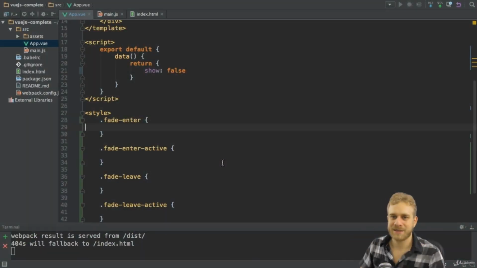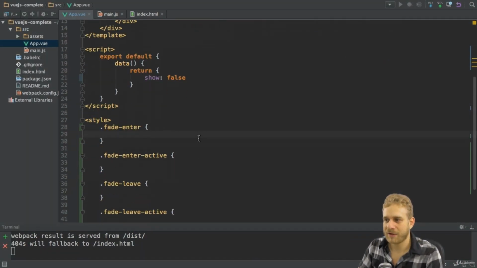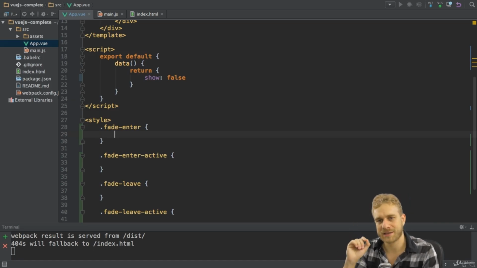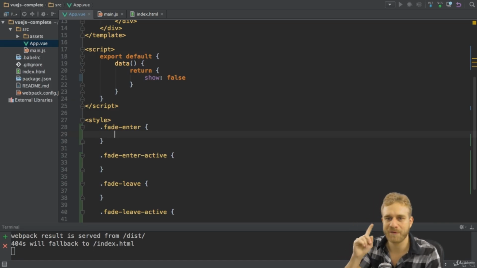So we want to fade this alert in and out. How does this work? Let's start with fade enter. Remember, this is the CSS class which is only attached for one frame at the beginning. So here we should set our initial state we want to have. Now, since we want to fade it in, it should initially be transparent. Therefore here I will set the opacity to 0.